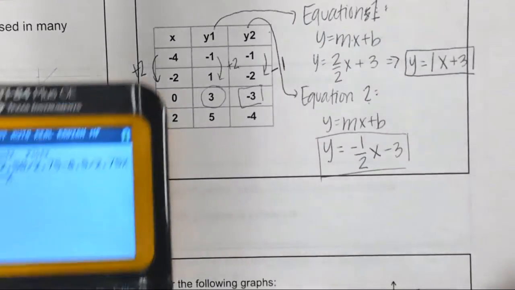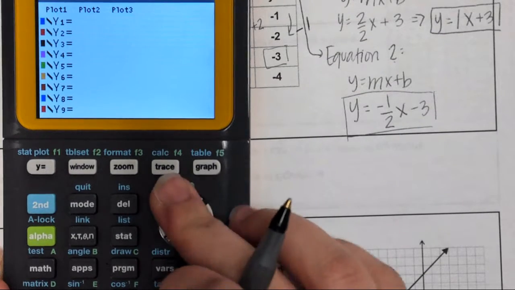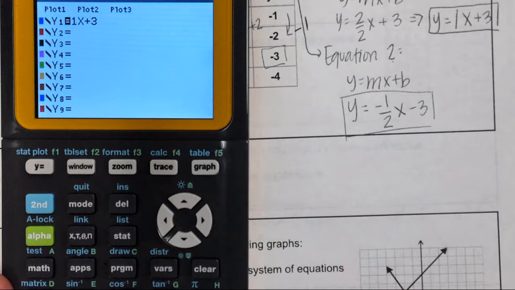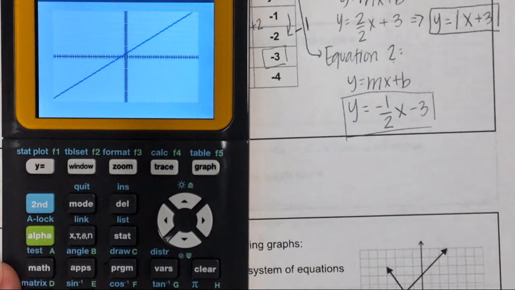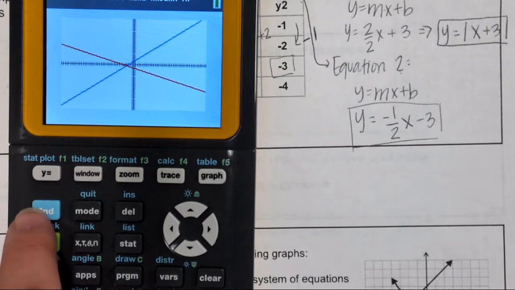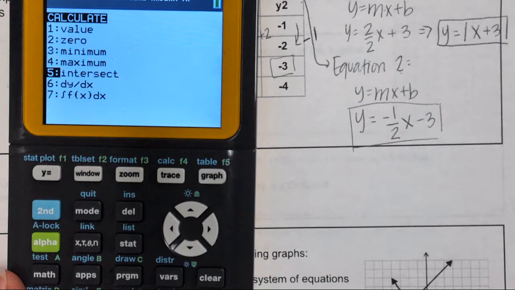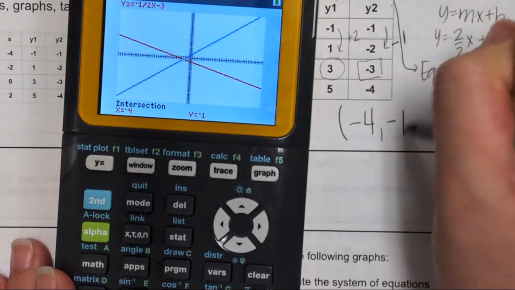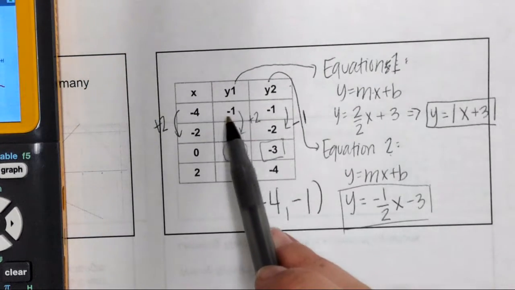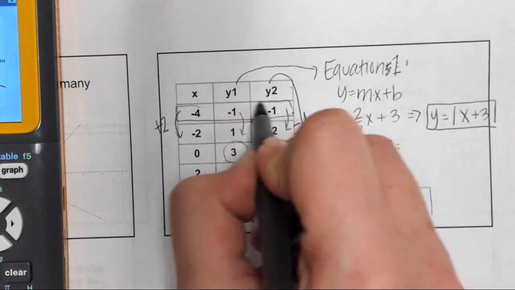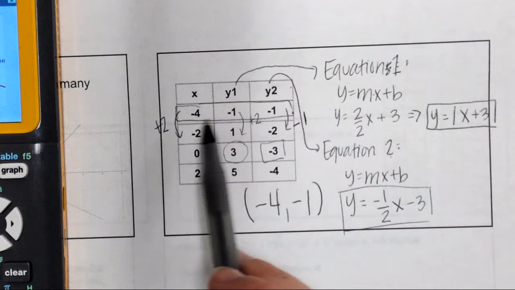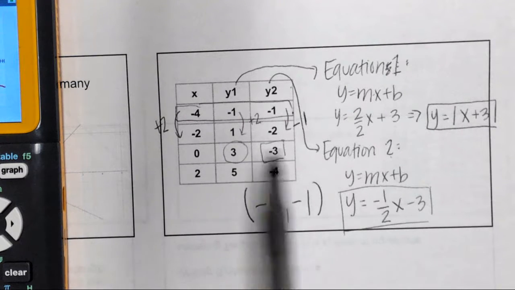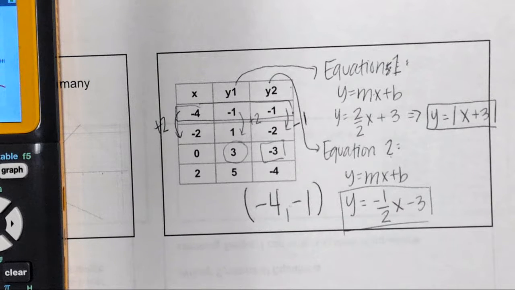Now, if I ask you to solve it to find where they cross, you have a couple of options. I could come to my calculator and enter 1x plus 3 and then negative 1 over 2x minus 3. We could graph them and find where they cross. Remember, we do this by clicking second, trace, and then option 5, intersection, and I get the point negative 4 comma negative 1. Or if you look at the table closely, you can see this is a point that they both have in common. When x is negative 4, both y values are negative 1. That tells us that is the solution of this system.